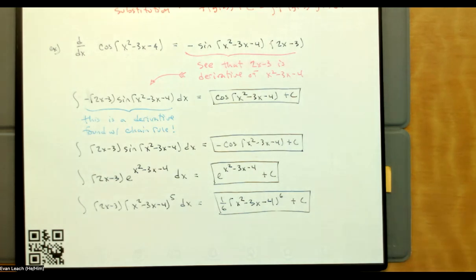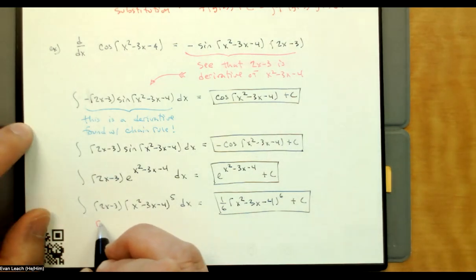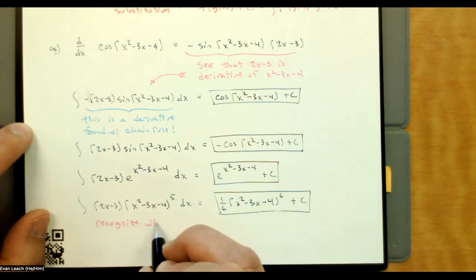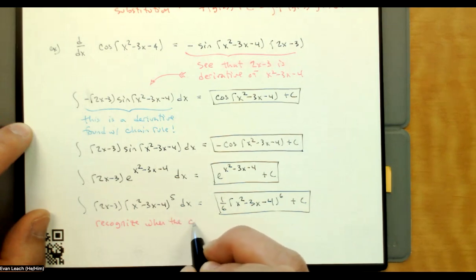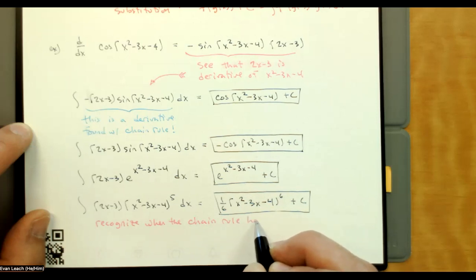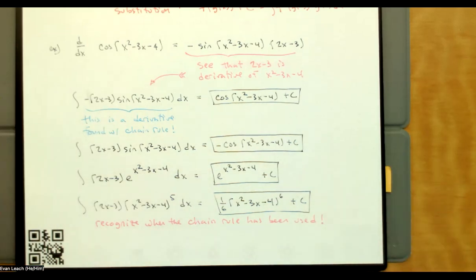So the idea here is we want to recognize when the chain rule has been used. Is everybody okay?